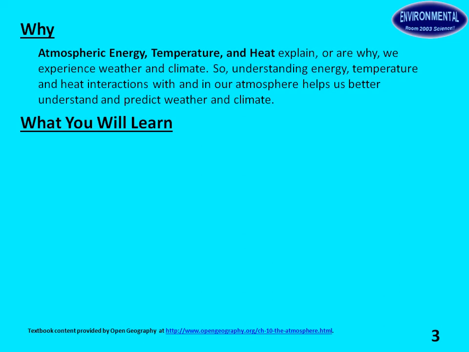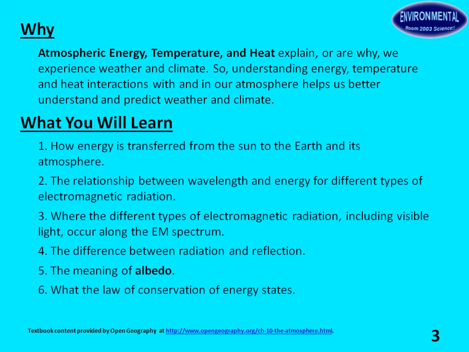What you will learn as you go through this assignment today are these six things. Number one, how energy is transferred from the sun to the earth and its atmosphere. Number two, the relationship between wavelength and energy for different types of electromagnetic radiation or EM radiation. Number three, where the different types of electromagnetic radiation, including visible light, occur along the EM spectrum.